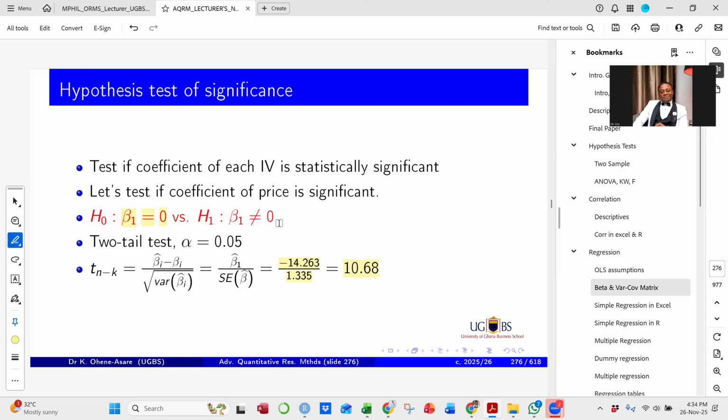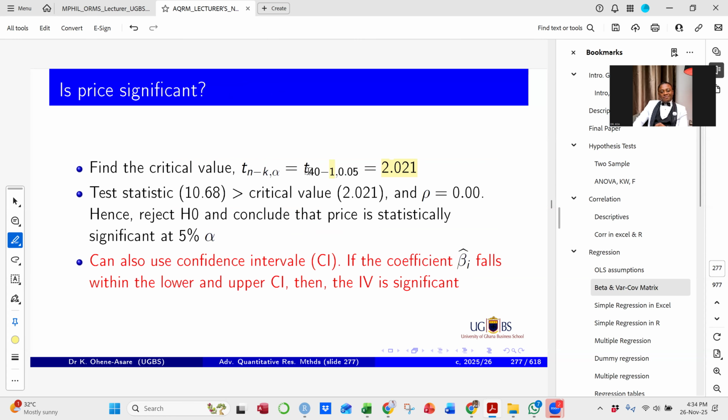You can also use the p-value to conclude. So I brought both of them. Since the test statistic is 10 and the critical value is 2, or since the p-value is 0 and alpha is 5%, we reject the null hypothesis and conclude that the independent variable, which is price, is statistically significant.